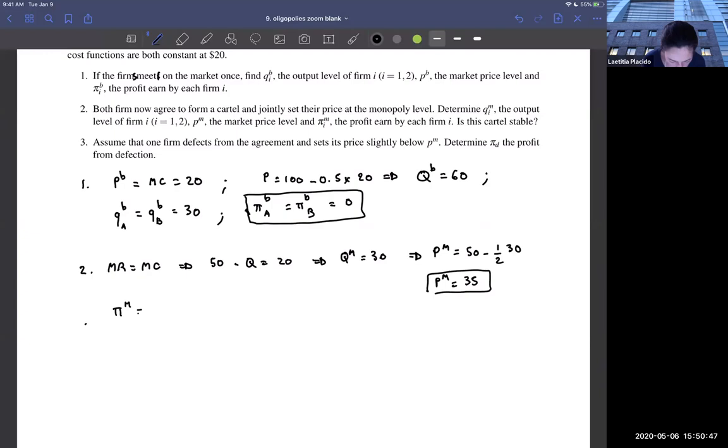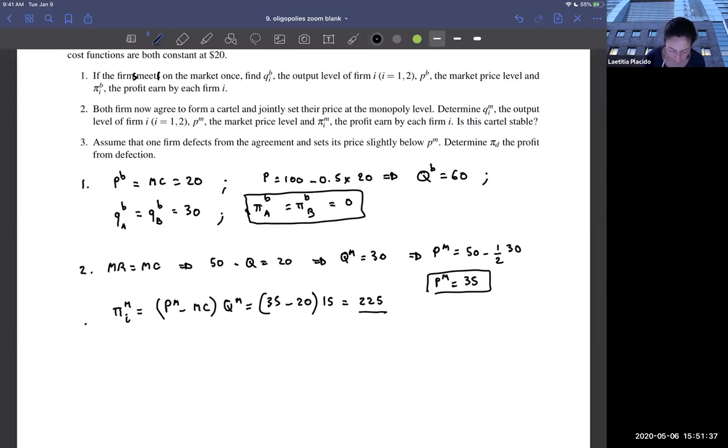So what is the monopoly's profit? So it's PM minus MC times QM. So that's 35 minus 20 times 15. Okay, so that's the profit of an individual firm. So I'm going to put I here. And that's 225. Okay, so if the firms are able to coordinate on the monopoly price, so they both charge the monopoly price, then they would each get a profit of 225.